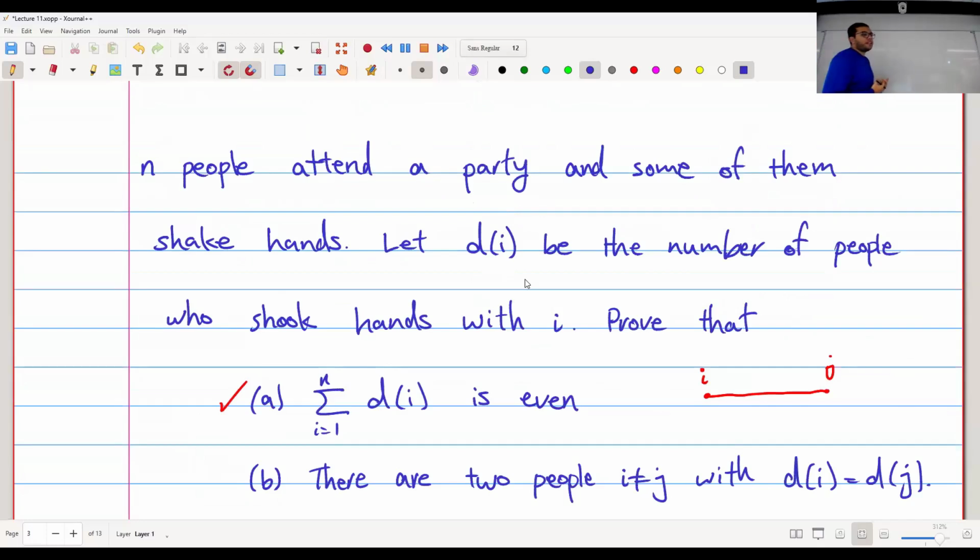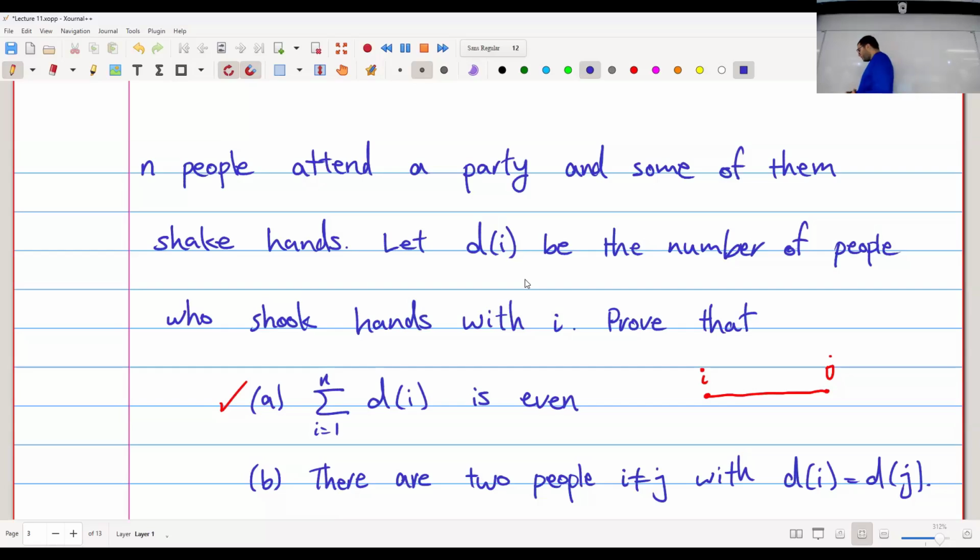So maybe I can use the values of the D_i's as my holes, and I can use the people as my pigeons. But the problem is that now I have the same number of pigeons and holes. Right? So I have n different possible values for D_i, and I have n different people. So maybe I have 1 person with every possible value of D_i. But is that possible? Can I have 1 person who has not shaken hands with anyone, 1 person who has shaken hands with exactly 1 other person, 1 person who has shaken hands with 2 people, and so on, and 1 person who has shaken hands with everyone else? No.